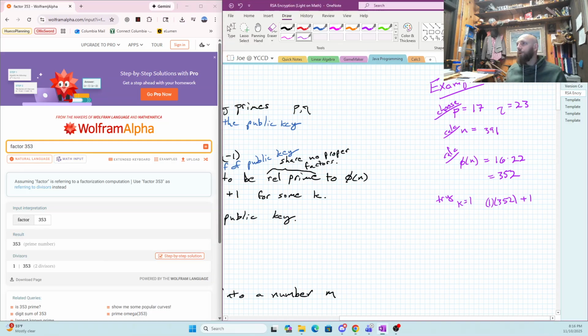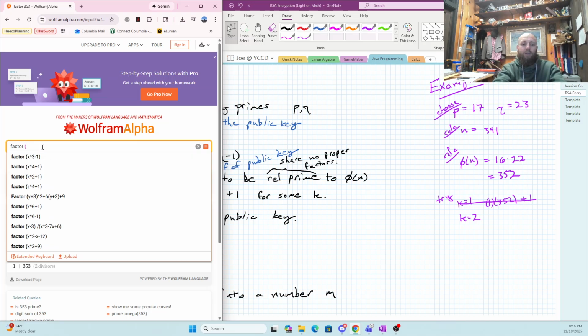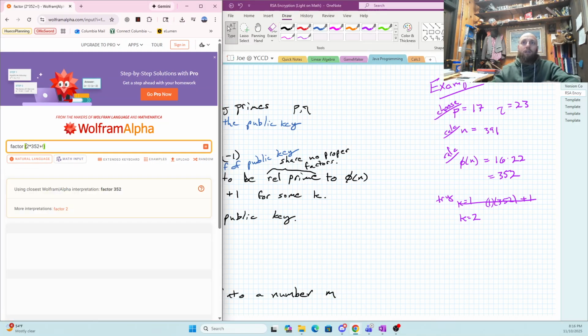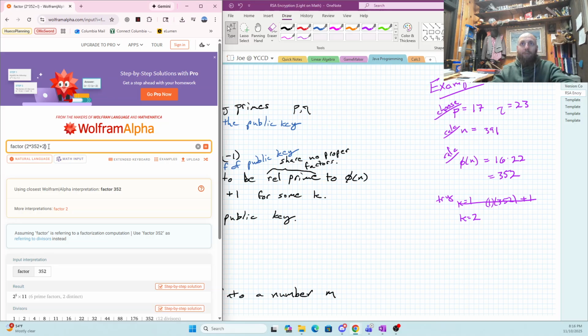So for me, this k was not a workable value, so I'm going to try k as 2. So I want to factor, and the number I need to factor is going to be 2 times 352 plus 1. Oops, not plus, bam. That's not going to work. Jeez, Joe, learn to type.